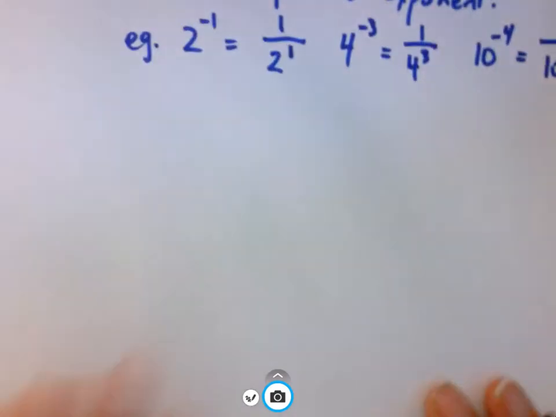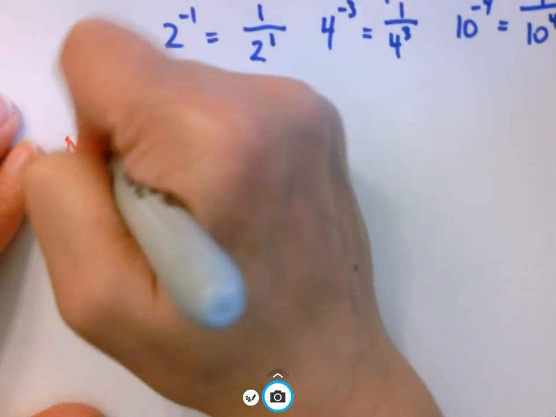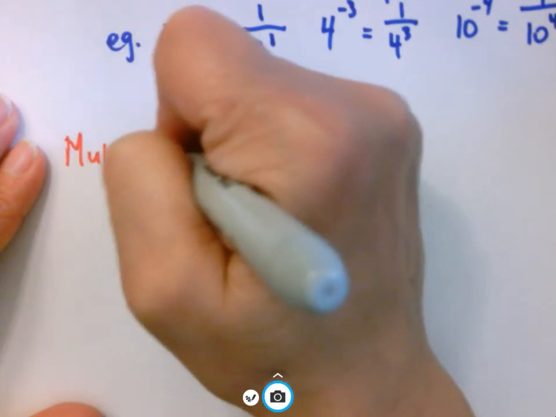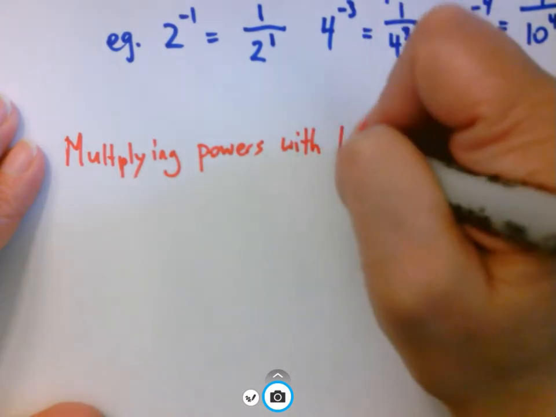The last thing we'll do is talk about exponent laws. We have 3 exponent laws. The first one is multiplying powers with the same base.